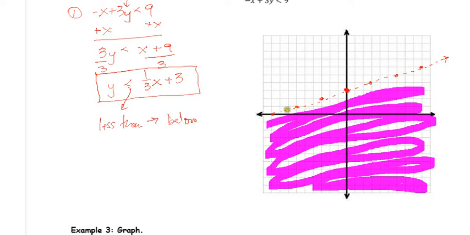If it was, the inequality would read y is less than or equal to 1/3 x plus 3, and I would make it a solid line. In this case, it's not. So I'm shading below the line because it's a less than, and I'm making it a dotted line because it's less than, not less than or equal to.